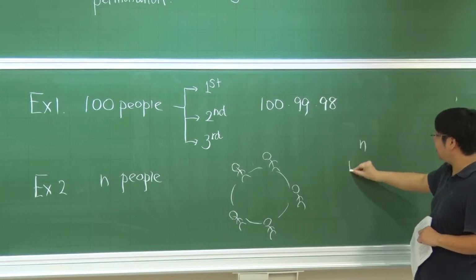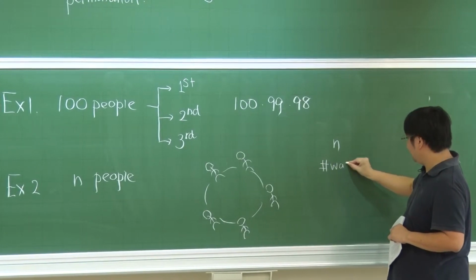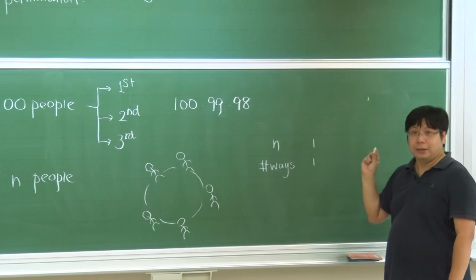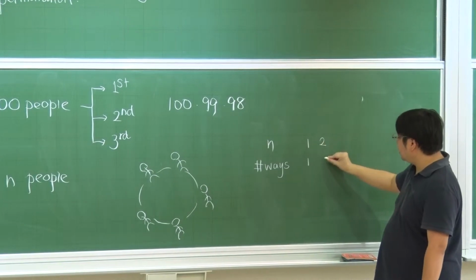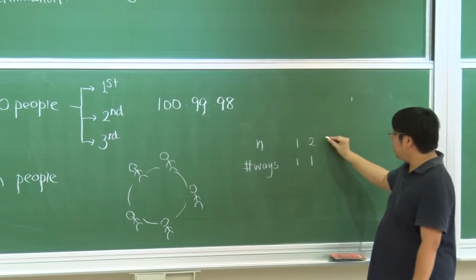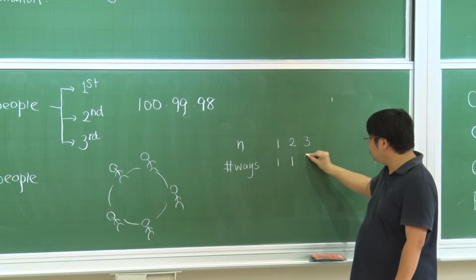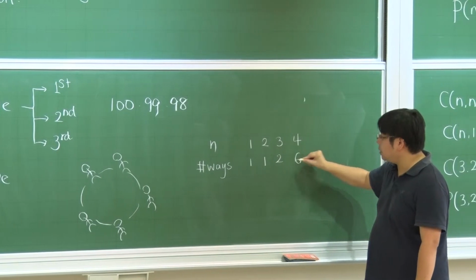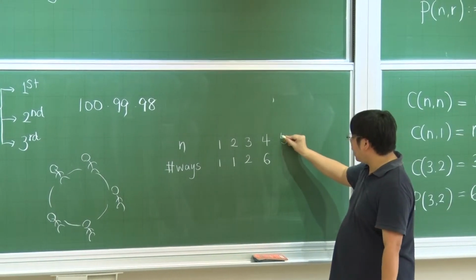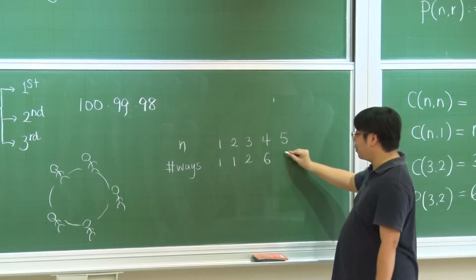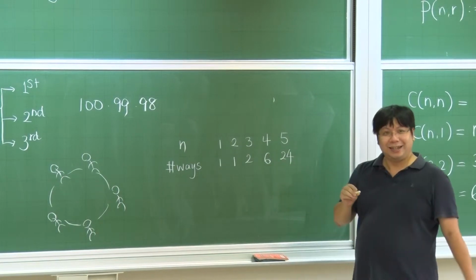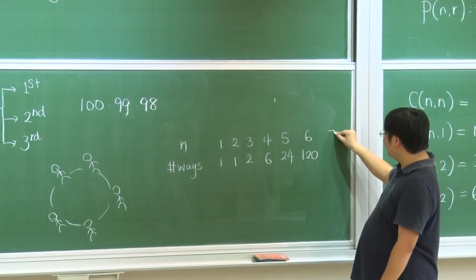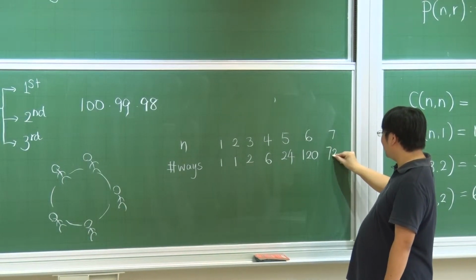N, and then this is the number of ways. Okay. So when n is 1, there is just 1 way. So for n is 2, there's just 1 way. For n is 3, there are going to be 2 ways. Okay, for n is 4, there are going to be 6 ways. For n is 5, I know the formula, so I can calculate this very quickly. So there are 24 ways. So for 6, there are 120 ways. For 7, there are going to be 720 ways.